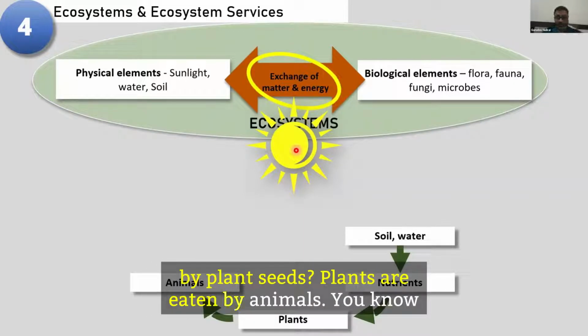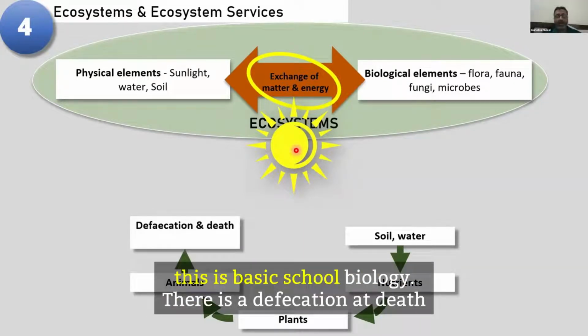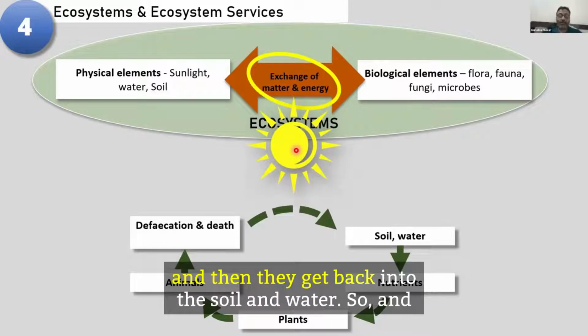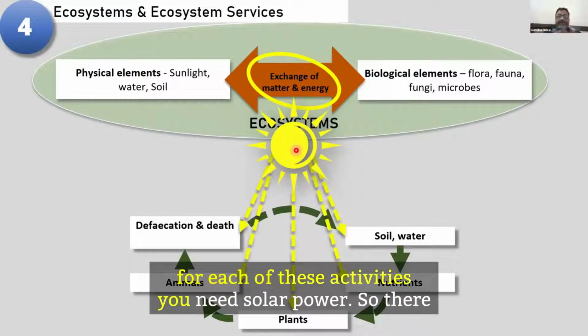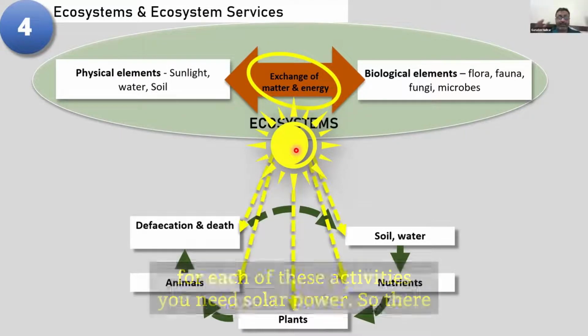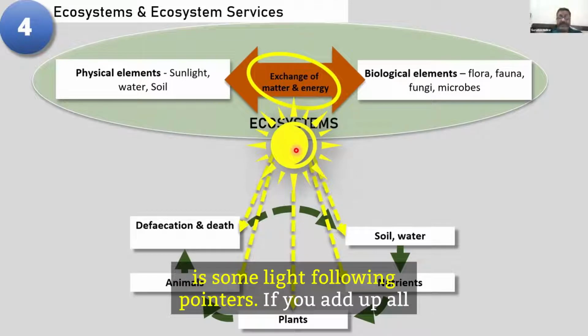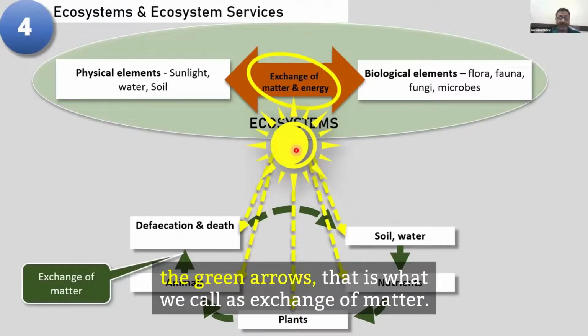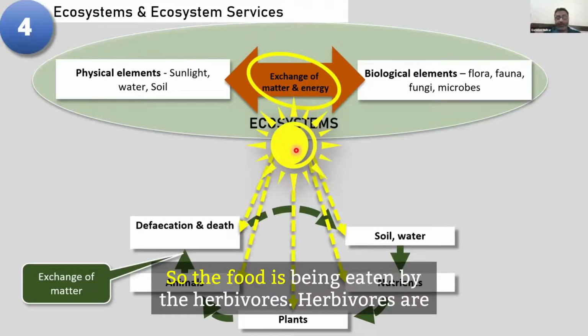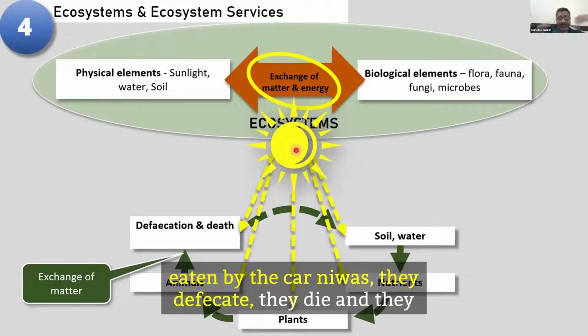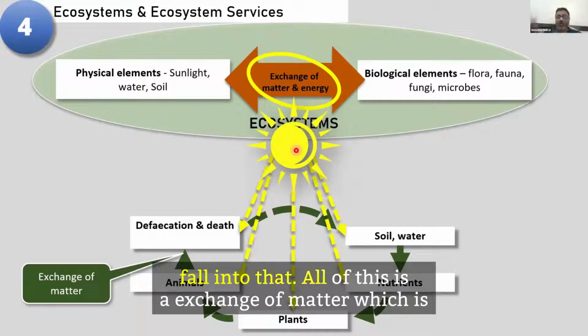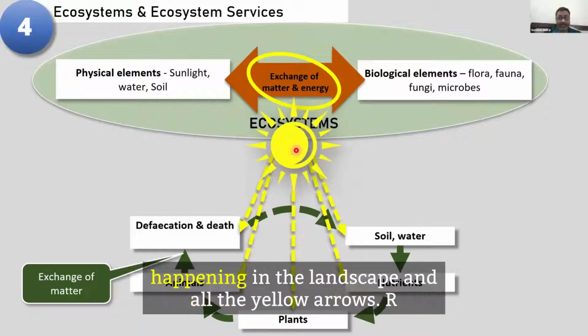These plants are eaten by animals. This is basic school biology. There is defecation and death, and then they get back into the soil and water. And for each of these activities, you need solar power. So there is sunlight falling on this. If you add up all the green arrows, that is what we call the exchange of matter. So the food is being eaten by the herbivores. The herbivores are eaten by the carnivores. They defecate, they die, and they fall into that. All of this is an exchange of matter which is happening in the landscape.